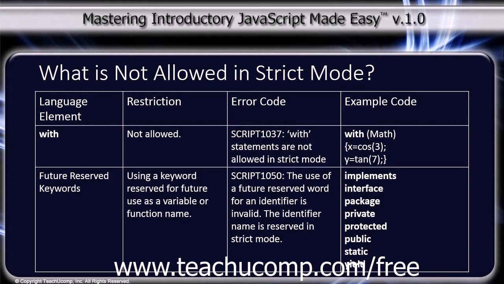Finally, the future reserved keywords for JavaScript. Using a keyword reserved for future use as a variable or function name, we'll throw the error code script 1050. The use of a future reserved word for an identifier is invalid. The identifier name is reserved in strict mode. Implements, interface, package, private, protected, public, static, and yield are all future reserved keywords.